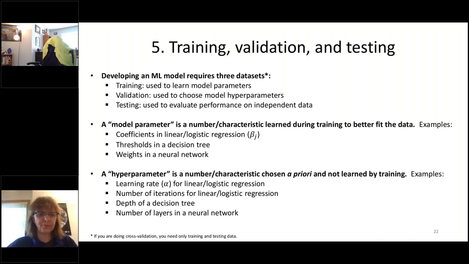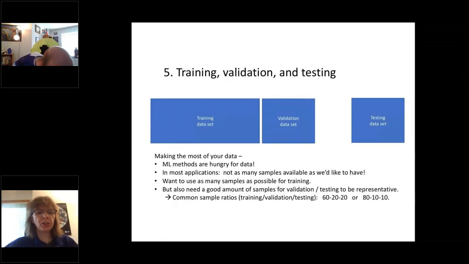So again, going through a model parameter, what you do in training, you train a model with the model parameters, and those can be coefficients in linear or logistic regression, the thresholds in the decision tree, and the weights in the neural network. So that's what the machine learning algorithm automatically learns given the training data. A hyperparameter is something that is usually chosen by the user, but it could also be chosen by an external loop. But let's say the user chooses it. It's something like the learning rate for linear logistic regression, the number of iterations, the depth of a decision tree, or the number of layers in the neural network. It could even be the method that you're using.